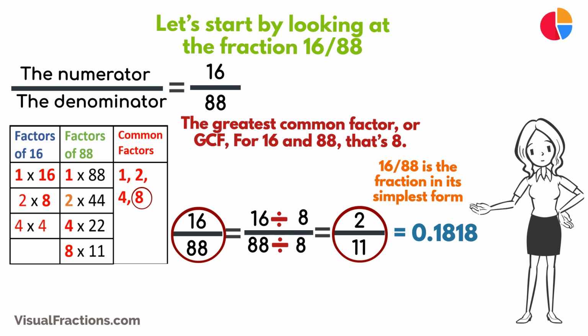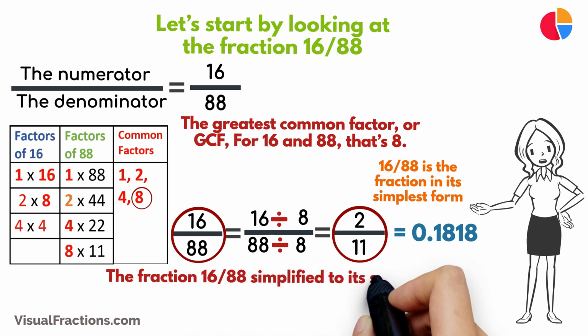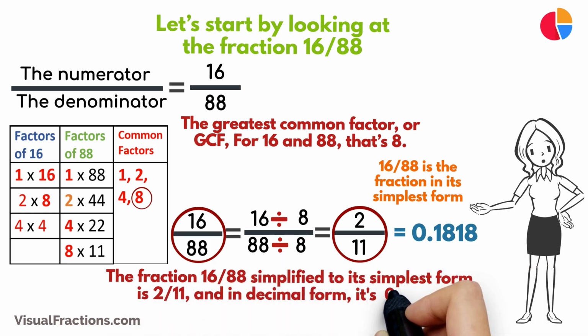So, there you have it. The fraction 16/88 simplified to its simplest form is 2/11, and in decimal form, it's about 0.1818.